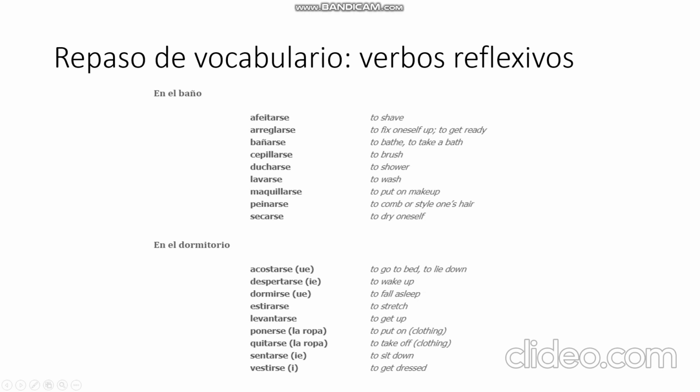Afeitarse, arreglarse, bañarse, cepillarse, ducharse, lavarse, maquillarse, peinarse, secarse, acostarse, despertarse, dormirse, estirarse, levantarse, ponerse, quitarse, sentarse, vestirse.